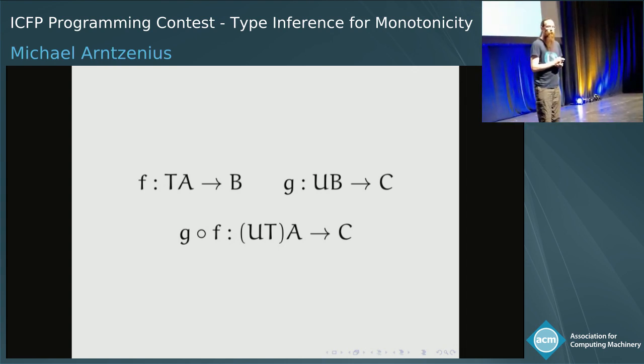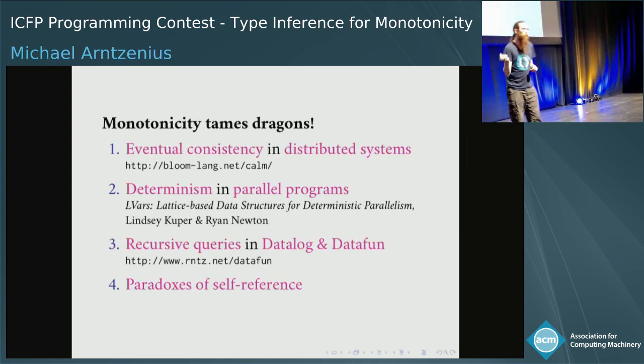So finally, I'd like to address the question you've probably been thinking for this whole time, which is why care about monotonicity? And the reason I've left this till the end is because I think it's actually the most important part of the whole talk. If I want you to remember anything from this talk, I want you to remember that monotonicity tames dragons. So here are 4 different examples of where monotonicity can be used to ban, or at least to help in proving that a certain bad thing does not happen.